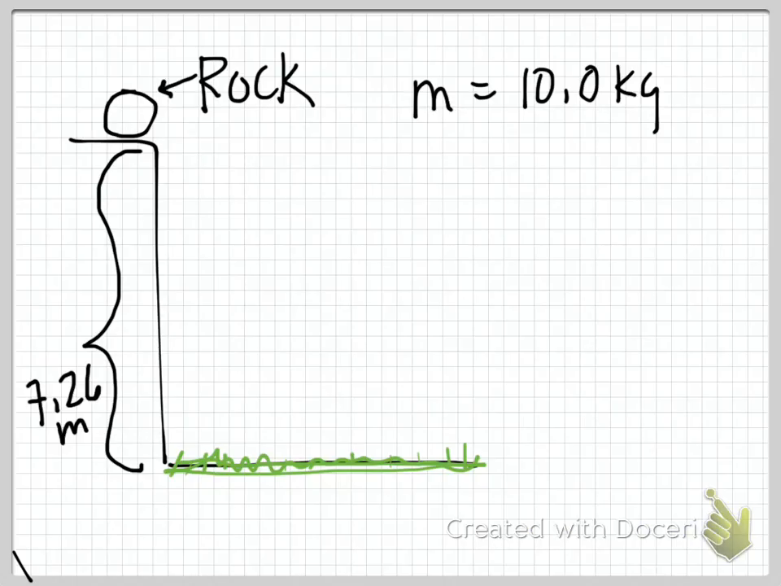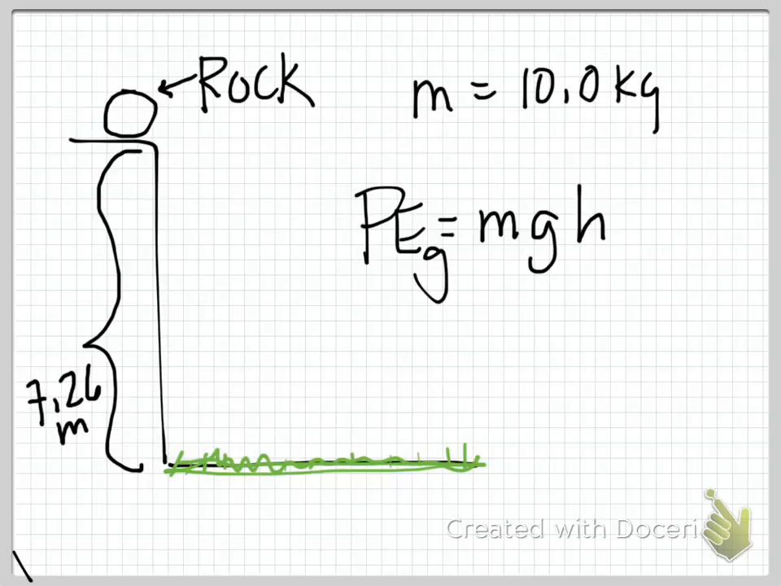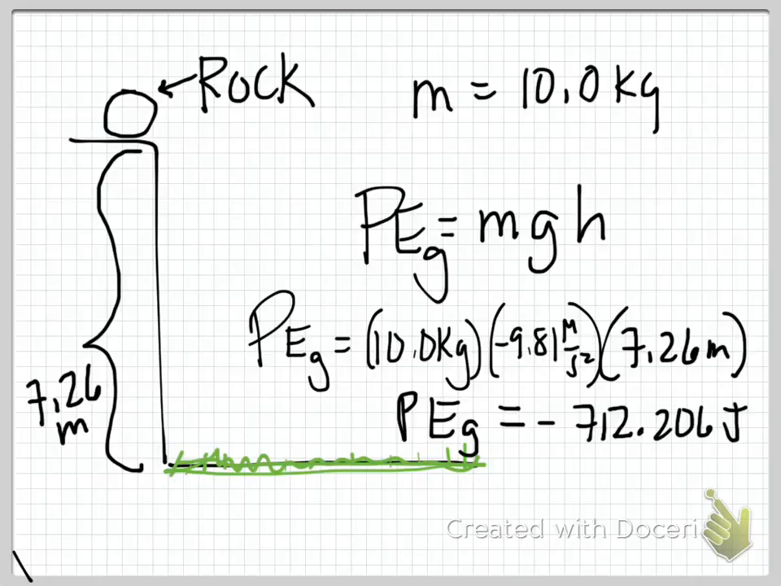Okay, if we have this rock sitting on the top of a 7.26 meter high cliff, and the rock has a mass of 10 kilograms, how much potential energy does the rock have? So, PEG, our old friend PEG, equals MGH. Okay, so it couldn't really be a simpler formula. Let's plug in the numbers. Okay, so we've got a number for potential energy of negative 712.206 joules.